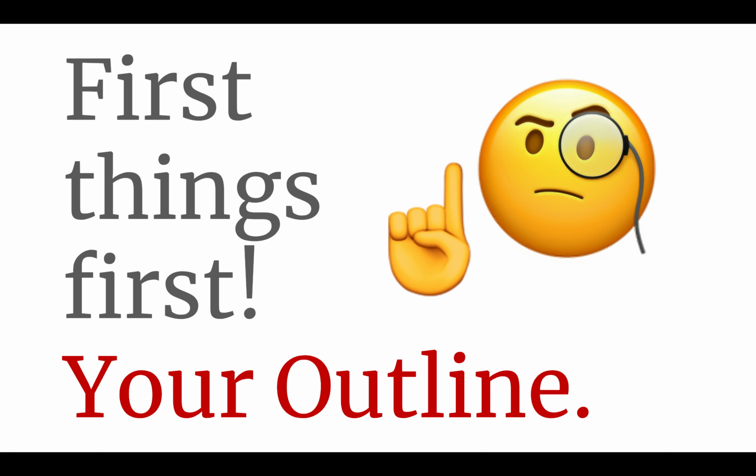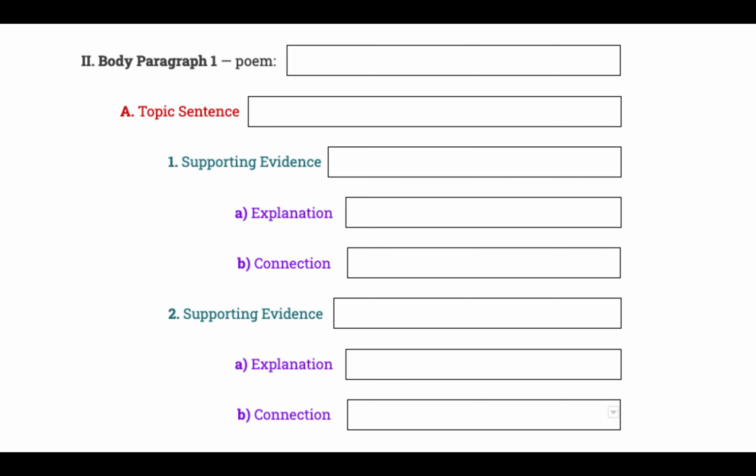So, first things first, how do we get started? We look at that outline. Remember the outline for body paragraphs looks like this. We listed what poem we were going to do. We had a topic sentence, we had 2 pieces of supporting evidence, and for every supporting evidence or detail, we have an explanation of what that evidence means, and we connect it back to the thesis.